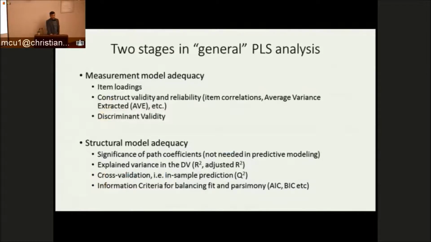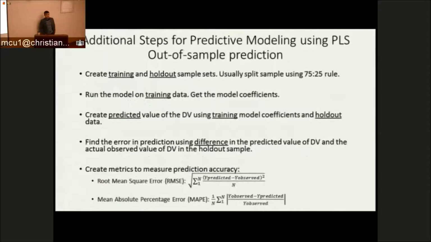Now, when I want to use PLS for out-of-sample prediction, these are some of the additional steps that I would have to take. And what I do is first I create the training and holdout sample sets. I would run the model on the training data. I would get the model coefficients from the training data, use those model coefficients and the holdout data to create a predicted value of the dependent variable. So I would create the predicted value of customer loyalty. That's what your model is predicting.